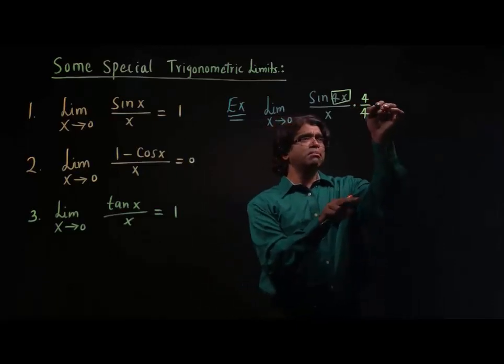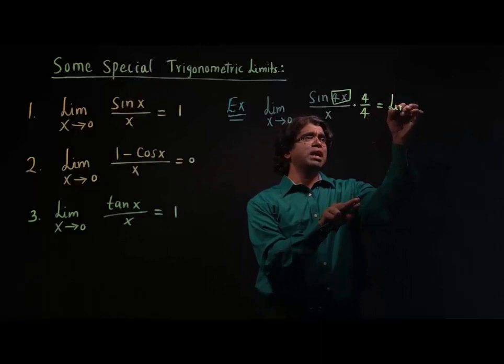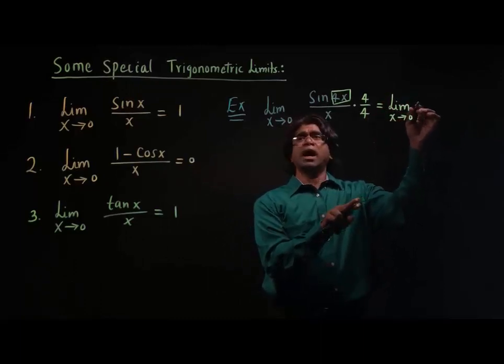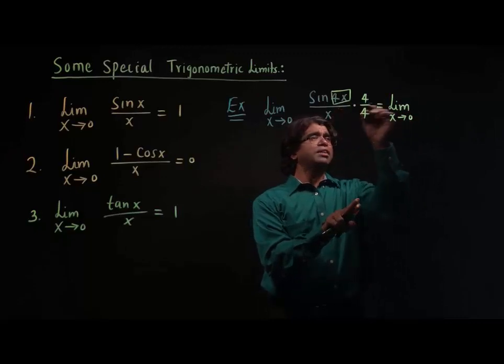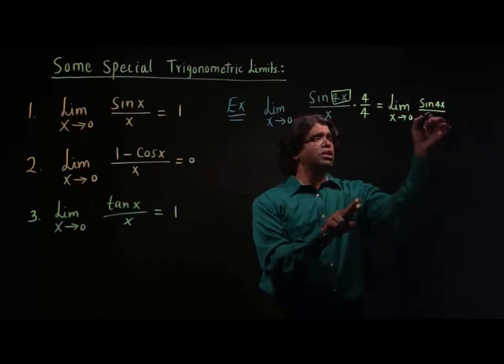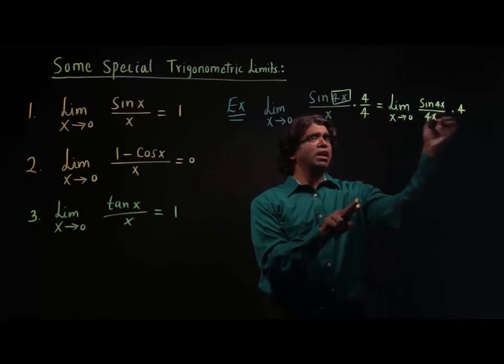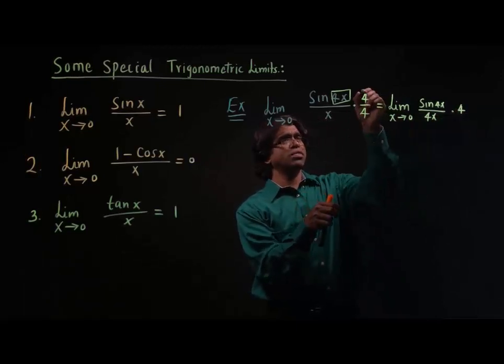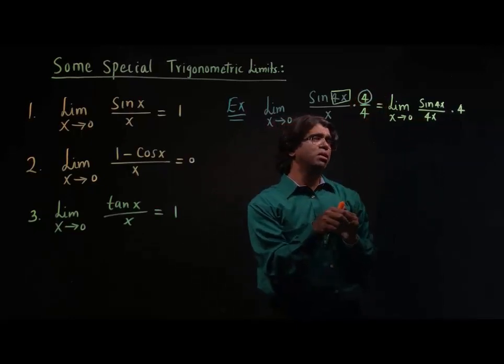If I multiply numerator and denominator, my limit will be limit x tends to 0, sine 4x over x times 4, which is 4x, right? And then I have 4 left, which is basically this 4 right here, the one that I have at the numerator.